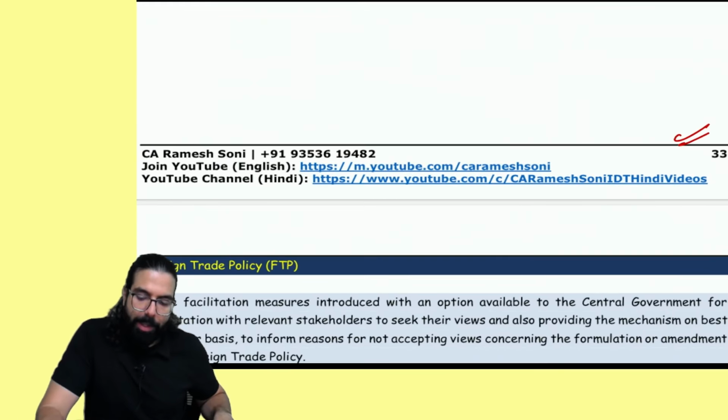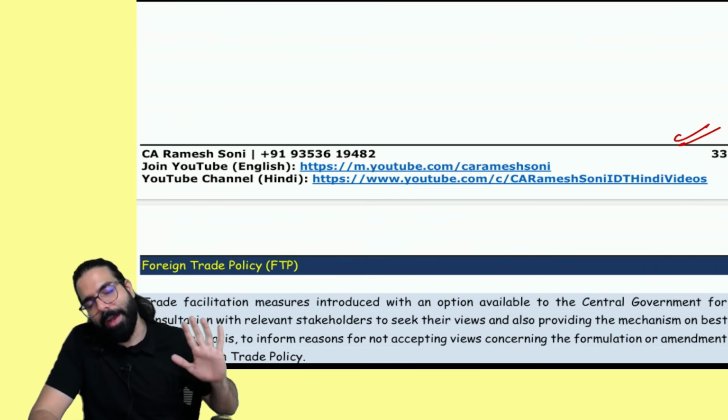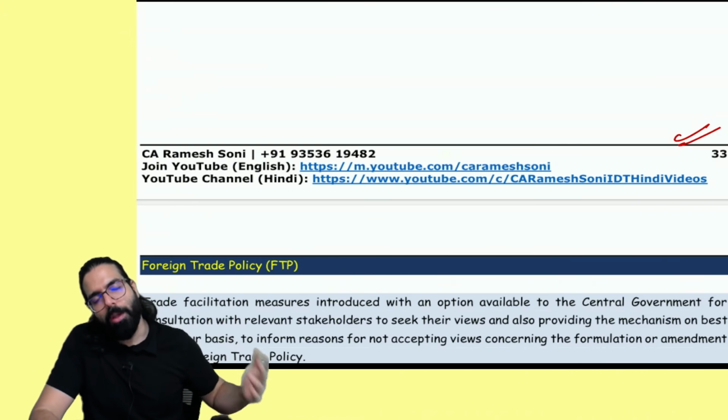Yes, sir, clear. In customs, the only amendment is in the IGCR rule, where the monthly statement became a quarterly statement. Under job work, goods are to be brought back in 1 year instead of 6 months. That's all.